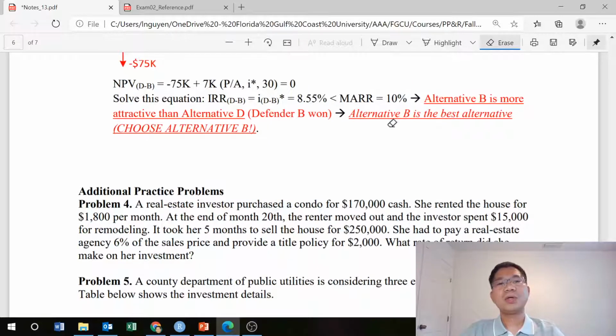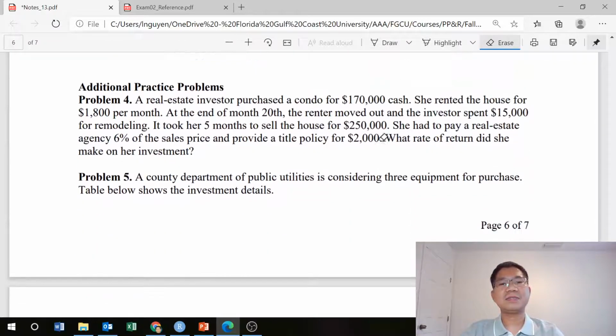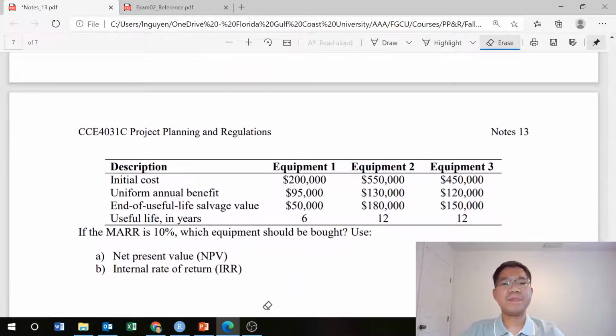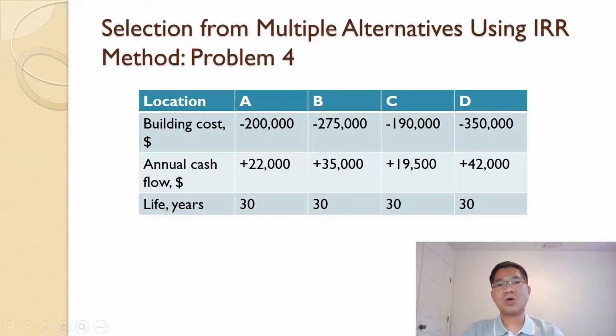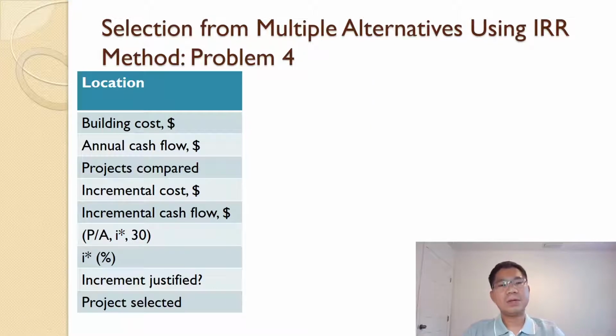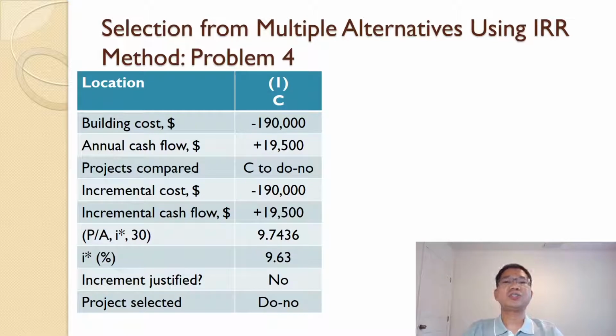I hope that you understand the process; practice the additional practice problem here. In the last 2 slides, I just summarize the story, the 4 alternatives, with the building cost and annual cost, and find out for each. First, I want to do the ranking, so C first, right? Do the same, I have i star, just like we did. So does it justify putting in C? Remember, no. So we are better off doing nothing.